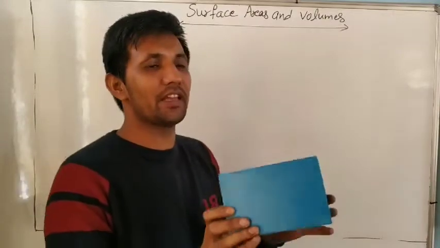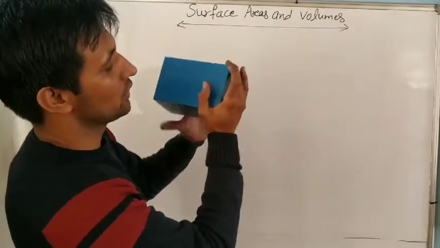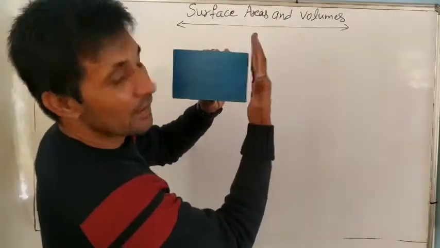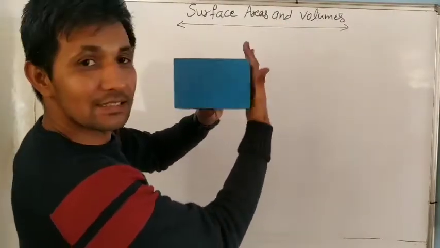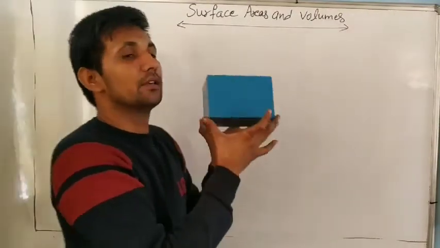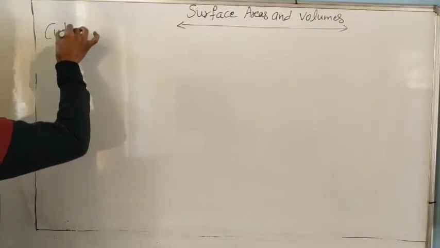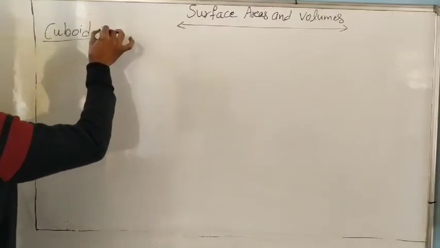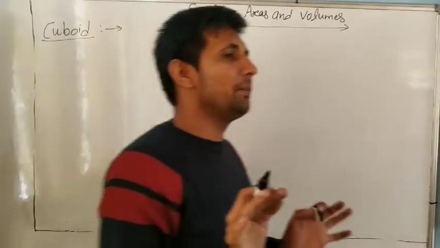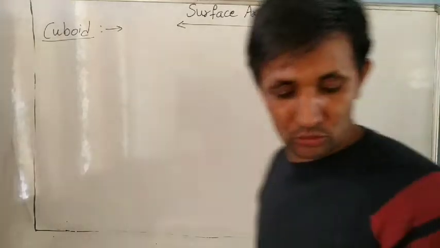Finding the surface area means moving our hand over the surface: the front, right side, left side, down side, and back side. These are all called surface area. So we will learn how to find it, starting with the cuboid. This chapter is based only on formulas. If you understand the formulas, you can solve all the questions yourself. Very easy questions.